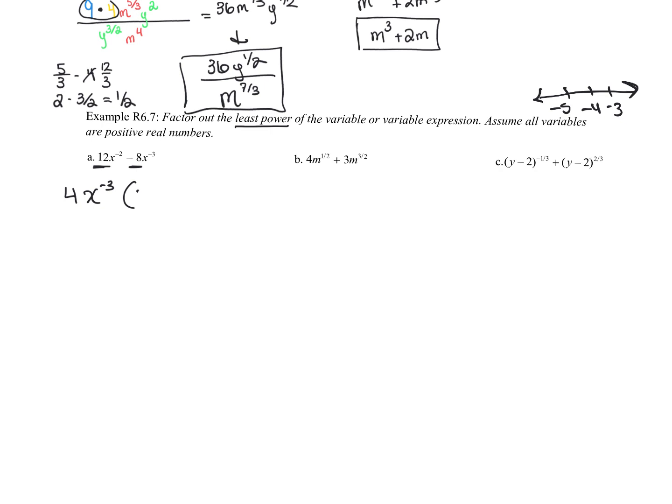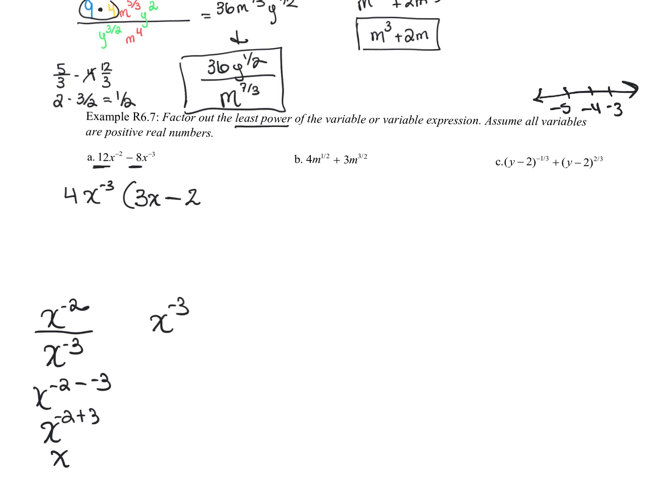12 divided by 4 is 3. I'm going to deal with the x in a second. And then 8 divided by 4 is 2. Now, over here, so you believe me, I pulled out an x to the -3rd. So x to the -2 divided by, because when you pull something out, you're dividing it, x to the -3. That's the same thing as x to the -2 minus -3. That's the same thing as x minus 2 plus 3. That's an x. So there's an x here. Minus, I pulled out x to the -3. So x to the -3 divided by x to the -3. That's just a 1. So there's no x here. So you factor it out, and that's your answer.